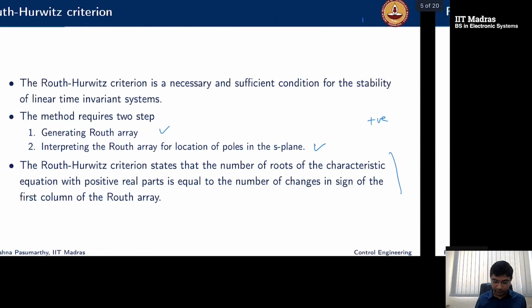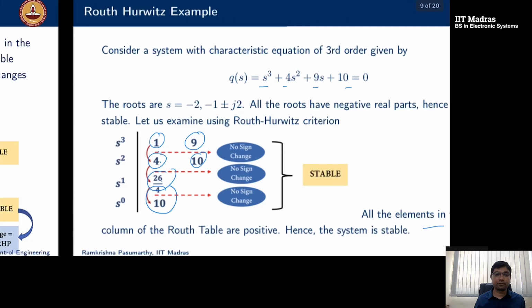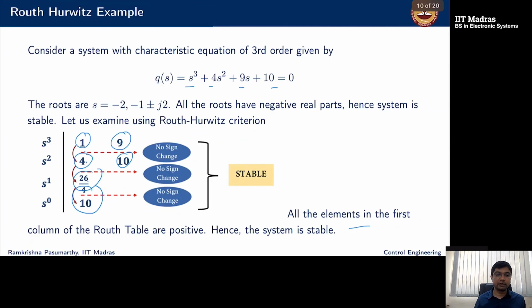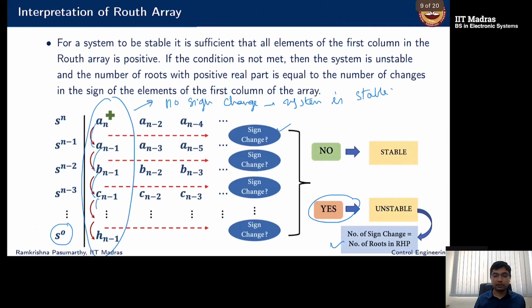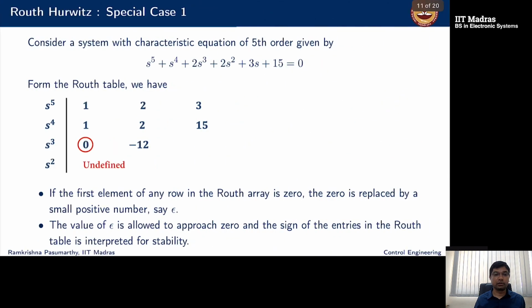Okay, this kind of gives me a little idea of how to interpret the Routh table in terms of stability. If there is no sign change, the system is stable. If there are two sign changes, as in this case, the system is unstable with two poles in the right half plane. Okay, now these things are not always easy.